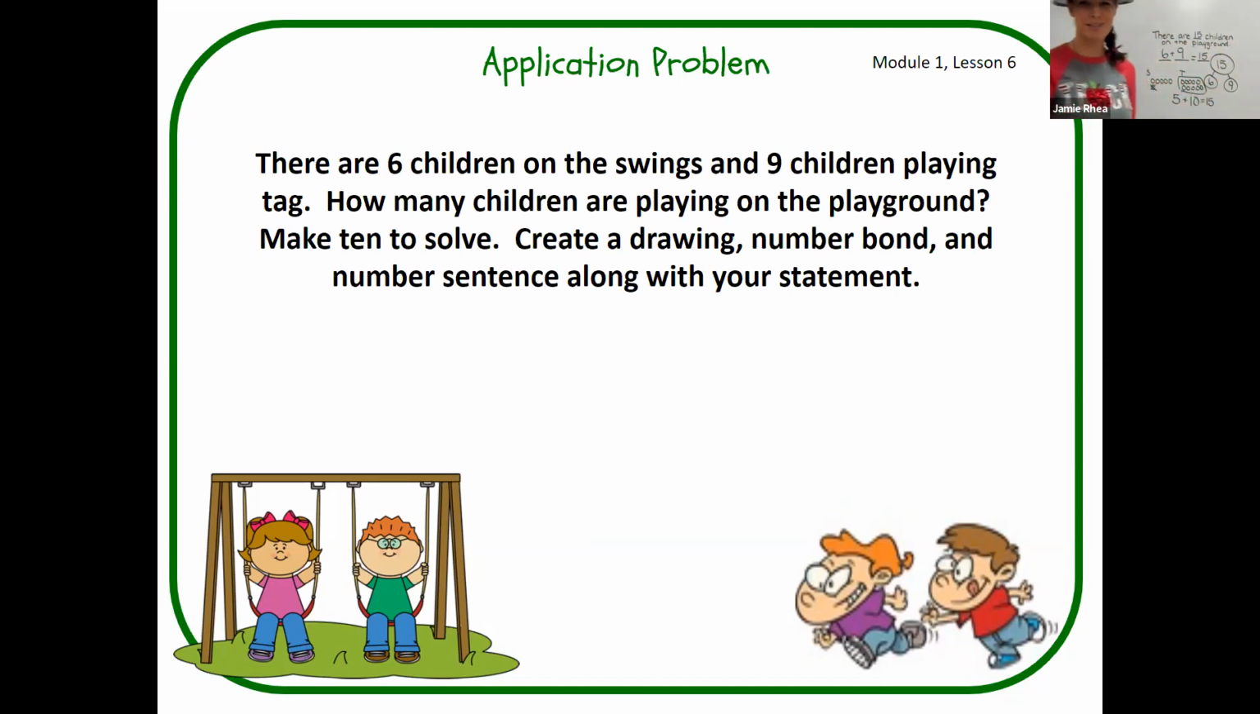Now, are we completely done solving this mystery case? Did we make 10? Yes. Did we draw? Yes. Did we make a number bond? Yes. Did we make a number sentence? Yes. And did we make our statement? Yes. So guess what, friends? Case closed. We have solved our mystery. We know that there are 15 children playing on the playground. So we are done with our number detective skills.